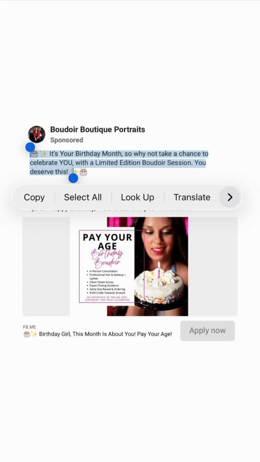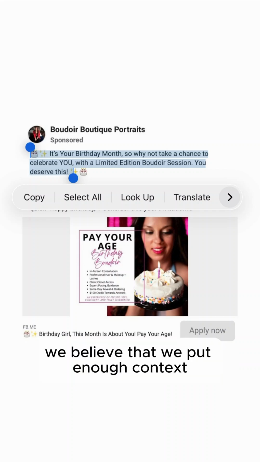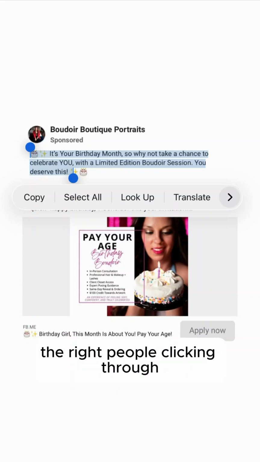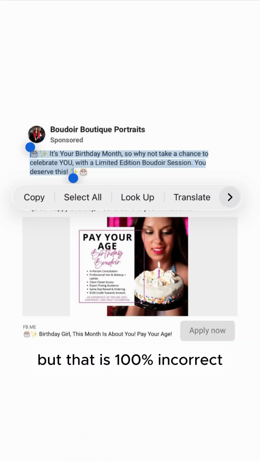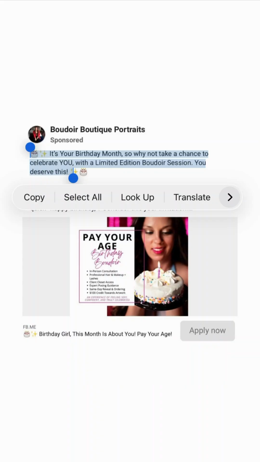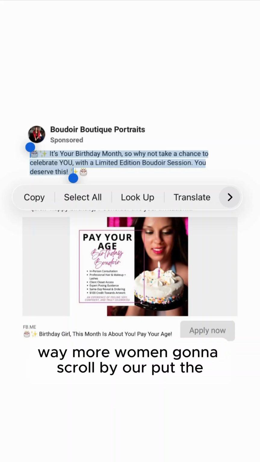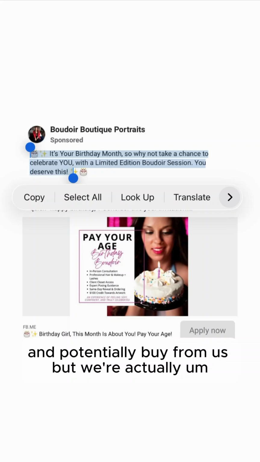The false belief that caused us to make this mistake is we believe that we put enough context to actually get the right people clicking through and maximize the number of people. But that is 100% incorrect with the way it's set up right now. The consequence of this is that way more women are going to scroll by our Boudoir Facebook ad than necessary, women who could have been perfect to click in and potentially buy from us.